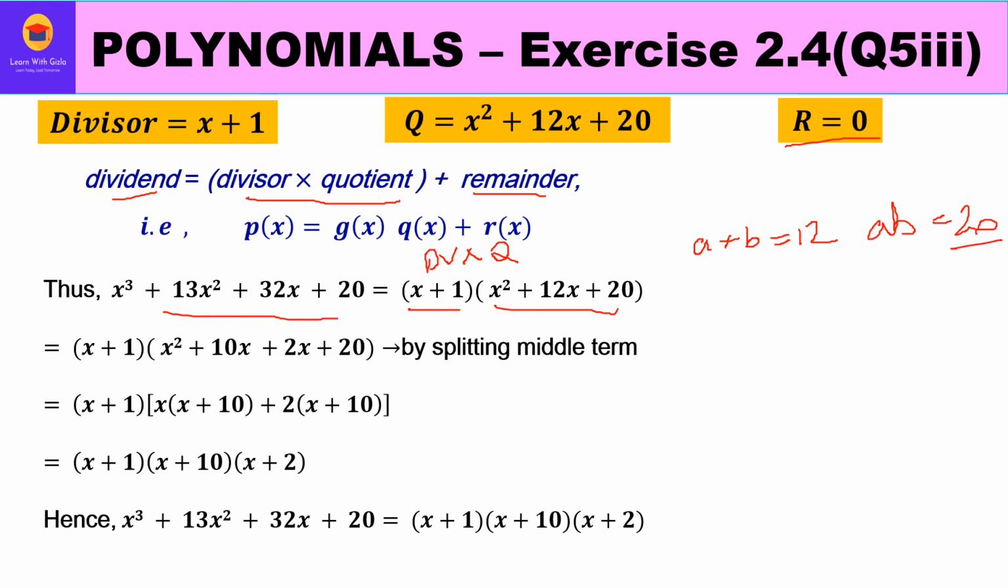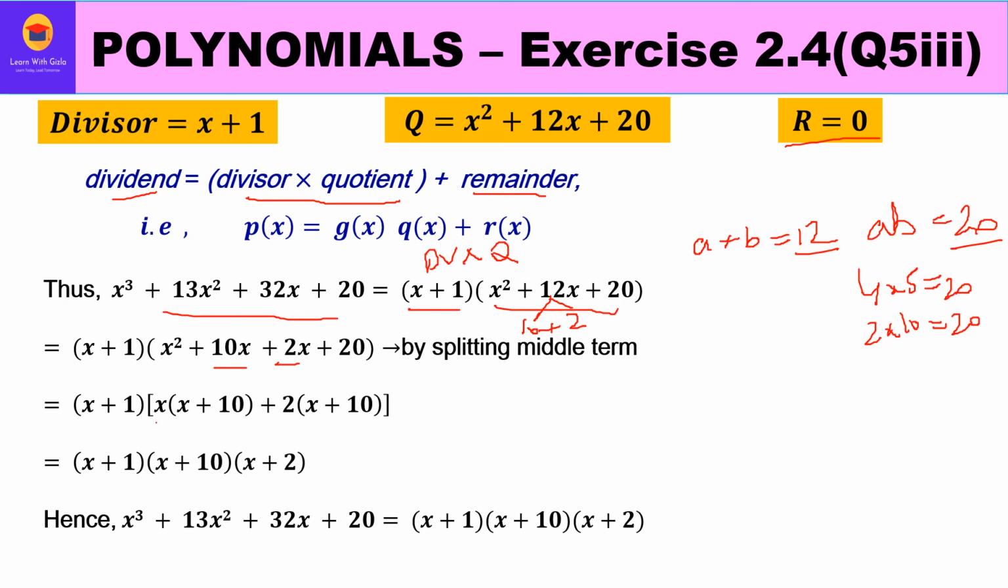Now factors of 20, we can say 4 into 5 is also 20, right? 2 into 10 is also 20, right? Now we want the sum to be 12. So isn't it like 12 can be written as 10 and 2? 10 plus 2 is 12, right? So accordingly we have split it as 10x and 2x, right?